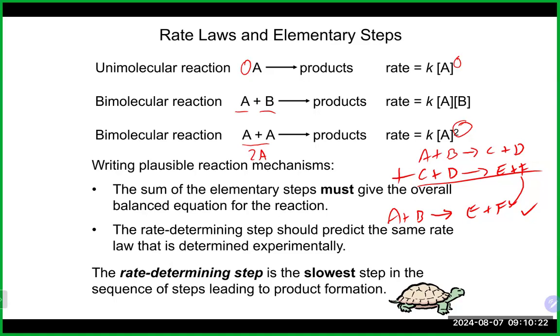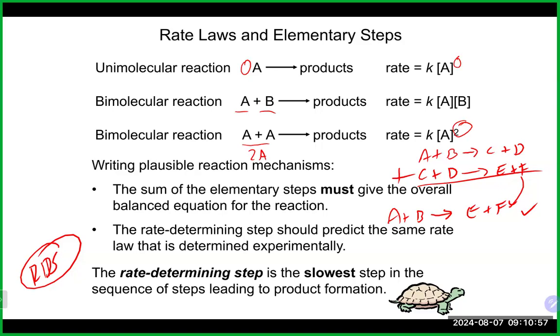The second and most important one is that the rate determining step should have a rate law that matches the one that's found experimentally. And we touched upon it yesterday when we were talking about the experiment we were doing. The rate determining step, which is sometimes referred to as the RDS, is really the slowest step in the mechanism. And it is always the slowest step in the mechanism which ultimately determines how fast that reaction can take place.